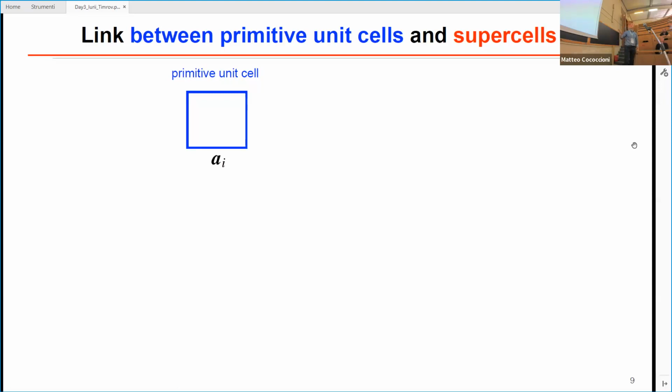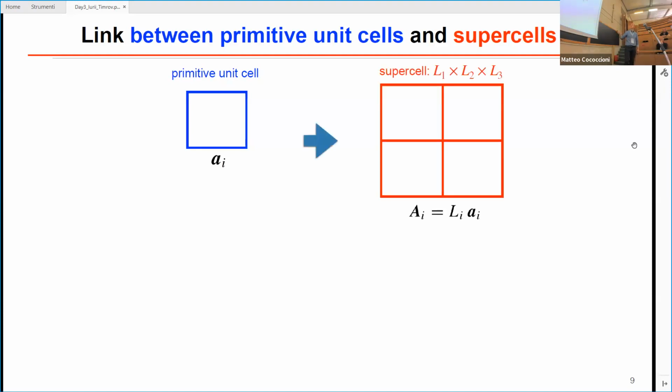So let's say we are in 2 dimensions and we have a square lattice. This is our primitive cell. Small a is the lattice parameter. And then we can build a 2x2 supercell. So capital A is the length of this supercell lattice parameter. And the supercell can be L1, L2, L3. Here we just take 2x2.